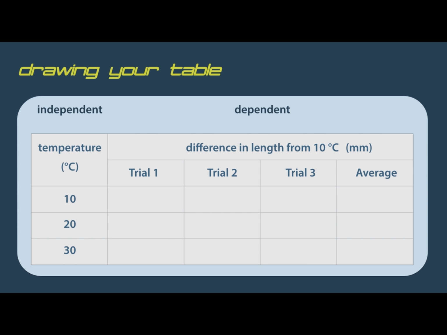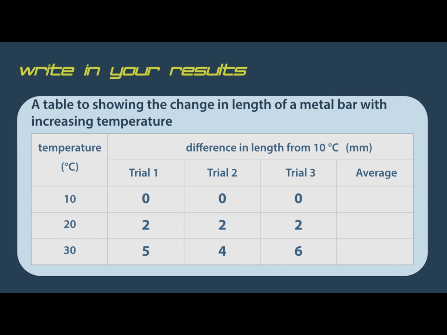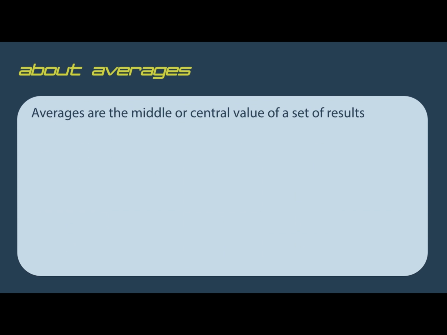As well as this, the table also needs a title. And the title should be sufficiently descriptive and should include the independent and dependent variables. Once you've got your table, you can record your results for each trial, and that just leaves you to calculate averages. An average is simply the middle of all the results that you've obtained in similar trials. For example, all the results that you've got at 20 degrees C.